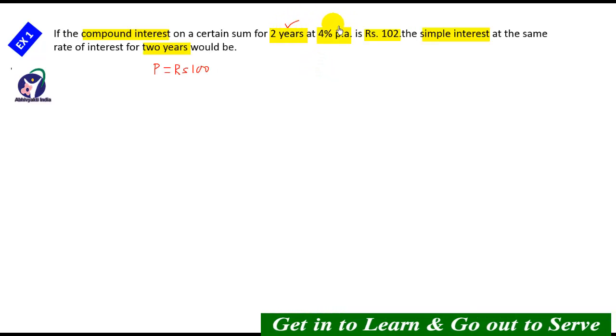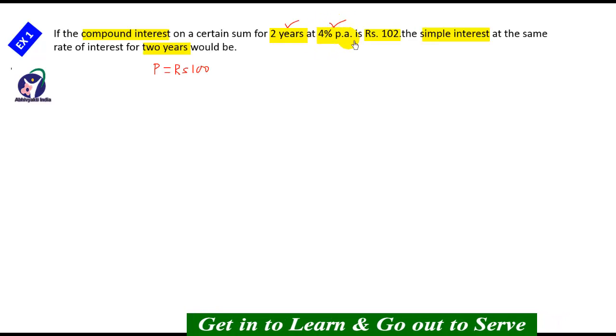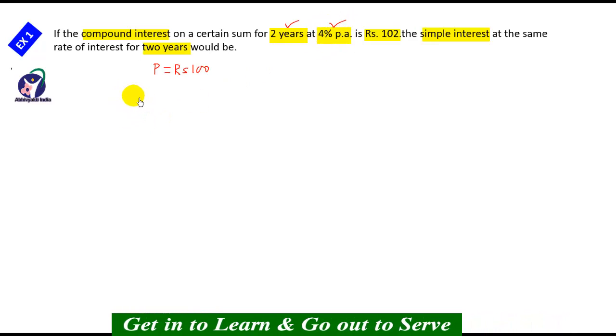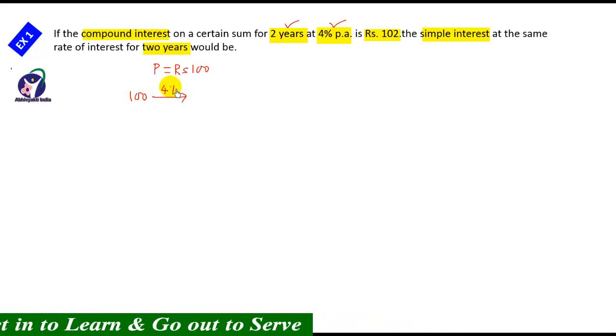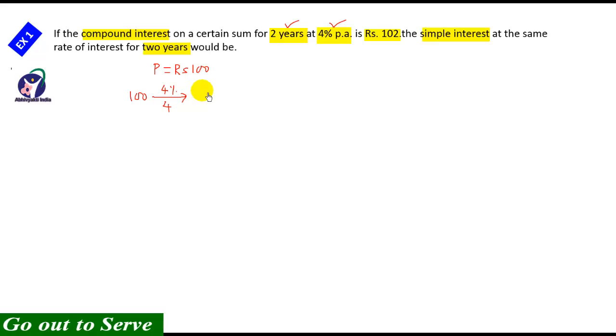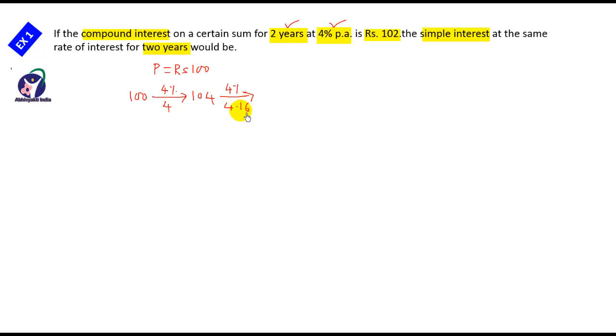And for 2 years, the compound interest is given at the rate of 4% per annum. So for 100 rupees, for the first year, the interest at the rate of 4% will be rupees 4, and this total amount in the next year will become 104. Then in the next year, the interest will be given on this principal, that is 104 rupees, and the rate will be 4%. So 4% of 104 will be equal to 4.16.